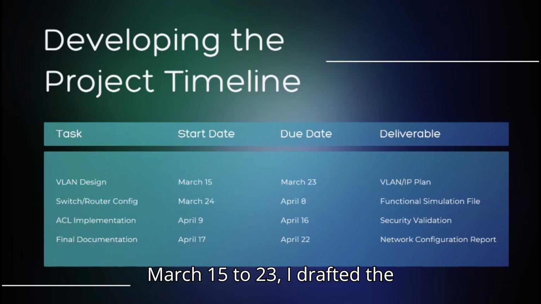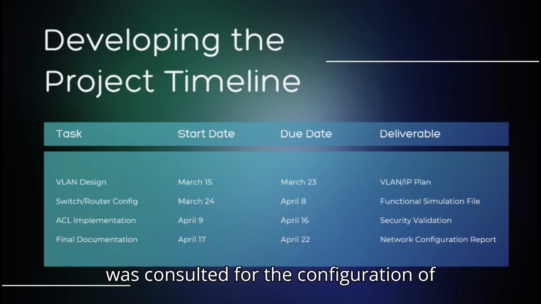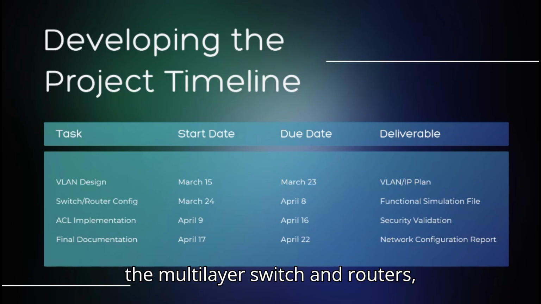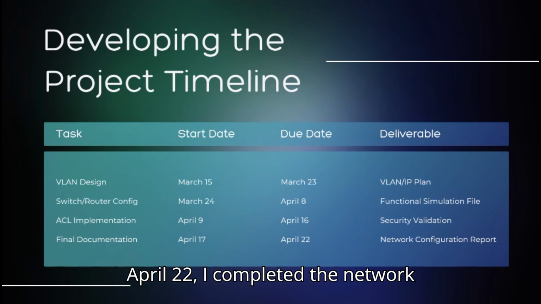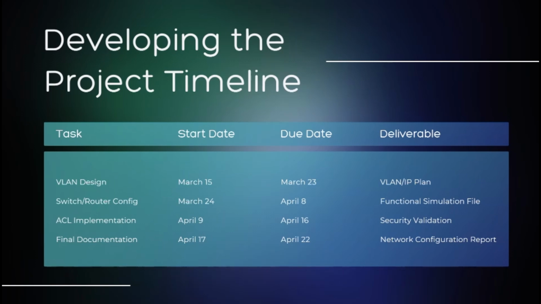From March 15 to 23, I drafted the VLAN and IP addressing plans. Between March 24 and April 8, I was consulted for the configuration of the multi-layer switch and routers, which created a functional simulation file. From April 9 to 16, I validated ACLs for the production of a security report. Finally, by April 22, I completed the network with no delays.